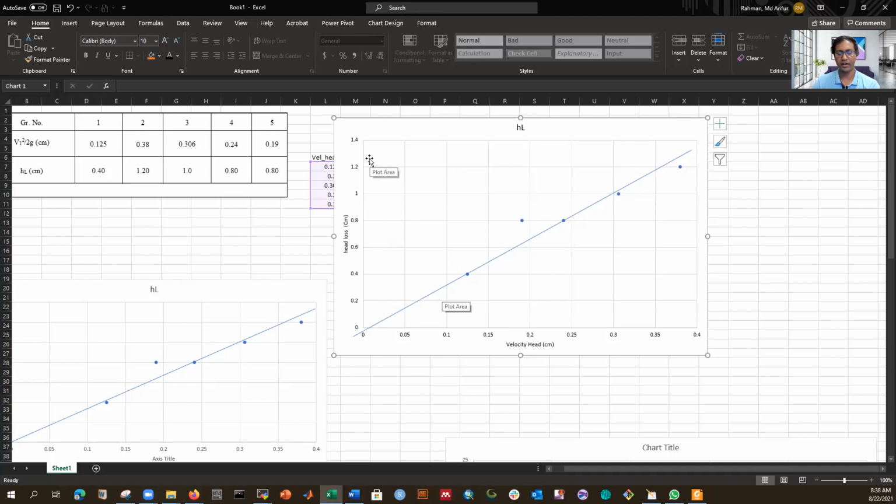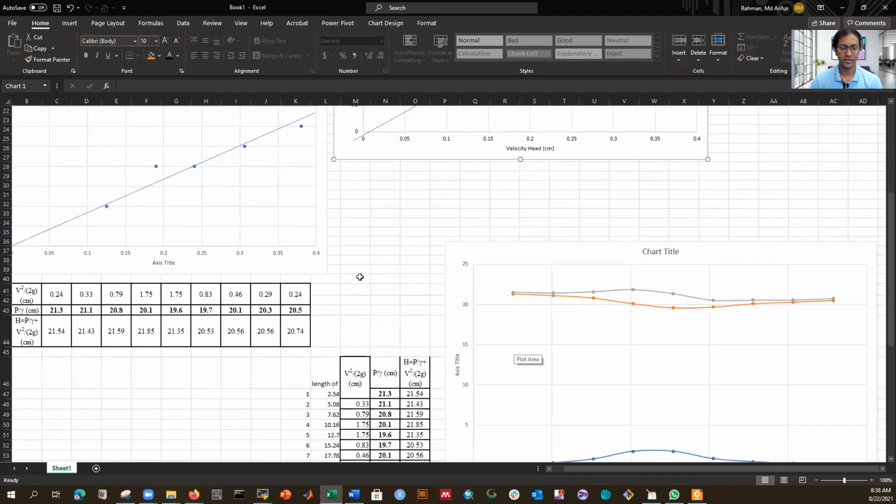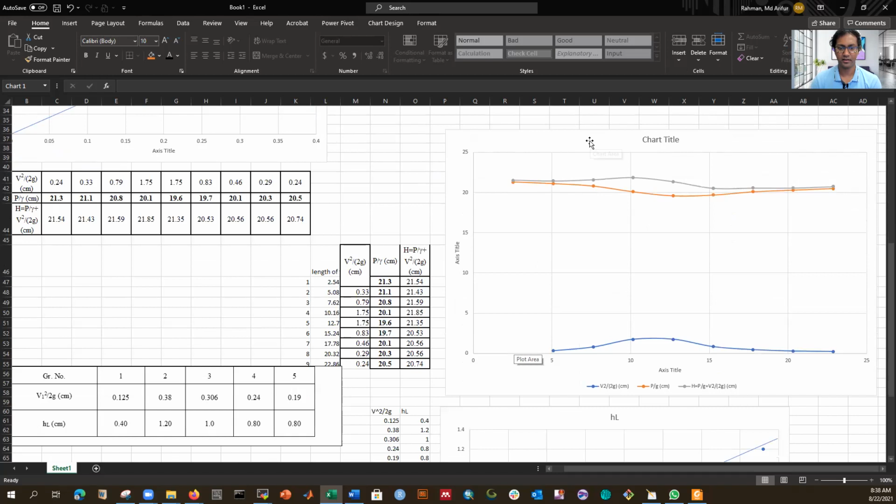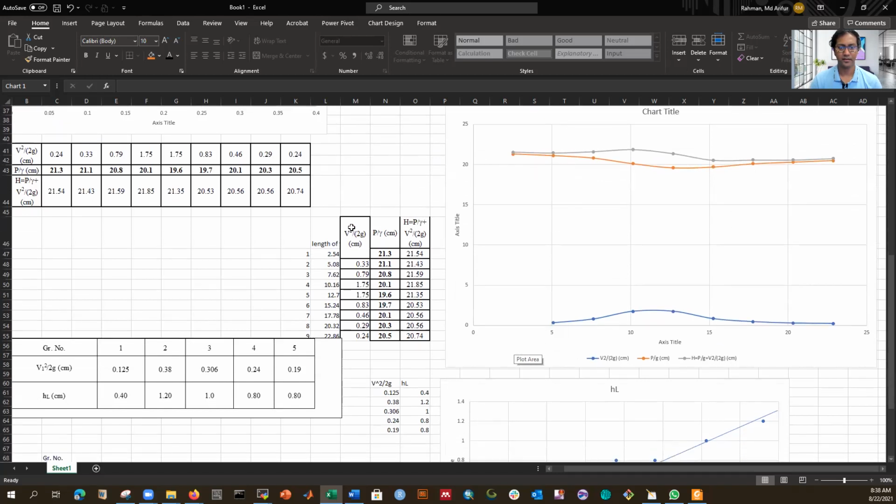So in order to reduce the head loss, we have to increase the pipe diameter, right? And we have to use a pipe that has a smoother surface. And what is the other objective? We are going to plot the velocity head, that is the kinetic head, v squared over 2g. We just copied from that data sheet.